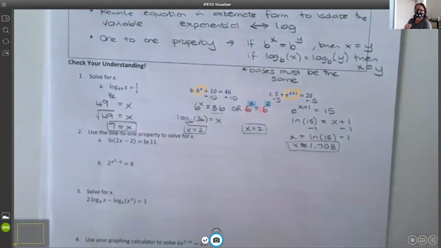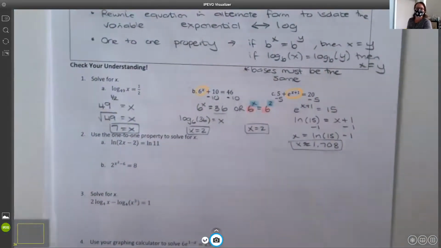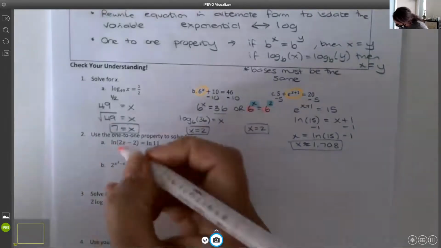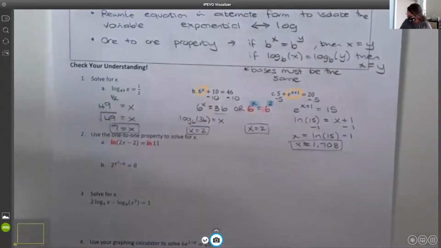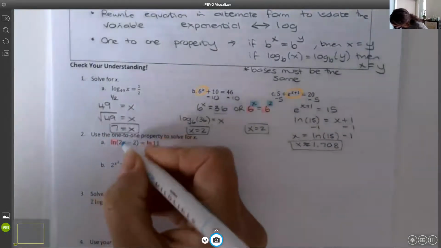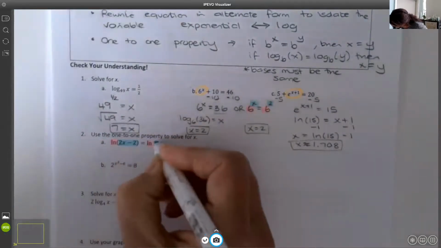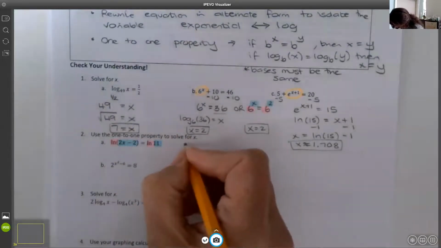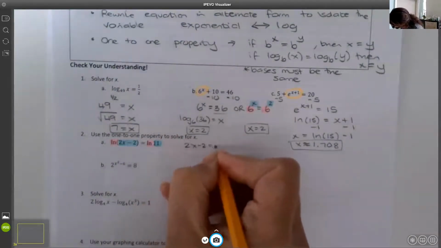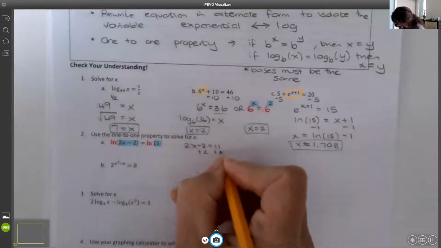Any questions on that one? All right, the next one's asking us to use the one-to-one property. So this one here, you'll see we have a natural log on both sides. If that's true, then this part has to be equal to each other. And so we can just make our own separate little equation that looks like this: 2x minus 2 equals 11, and then solve that.